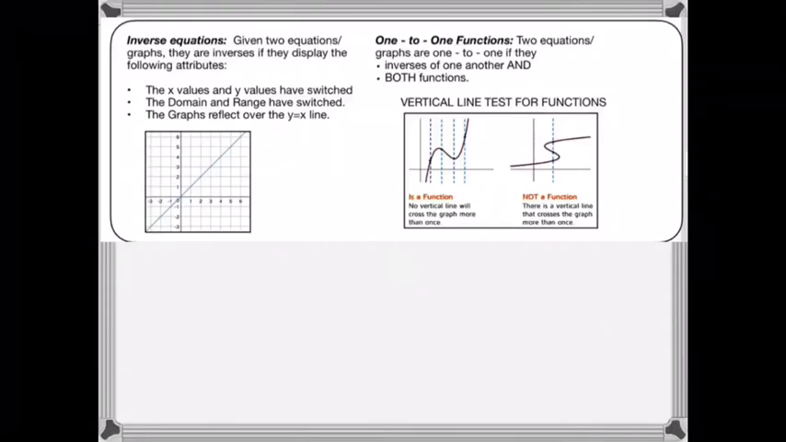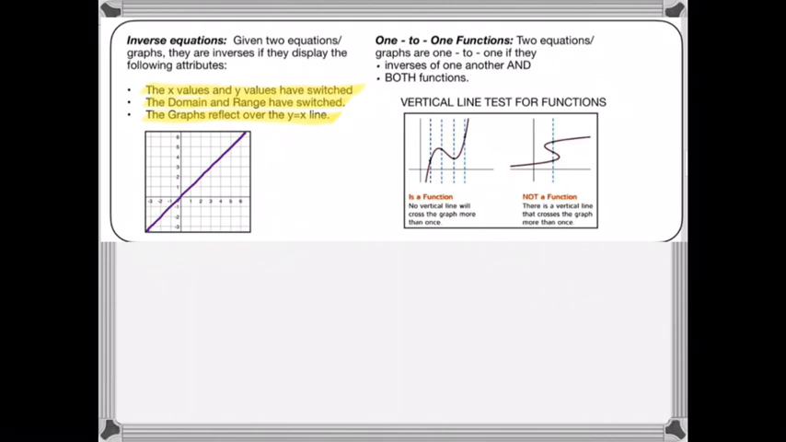Okay, today we're going to learn about inverse functions and their attributes. We're going to hone in on the graphical perspective of inverse functions and take a look at what goes on with them. The three things we're going to discover about inverse functions are that the x and y values switch, the domain and range switch, and the graphs reflect about the y equals x line. The y equals x line is just a diagonal line that streaks through a graph right here, okay? We'll come back to that in a moment.